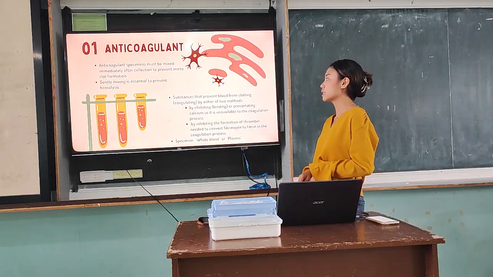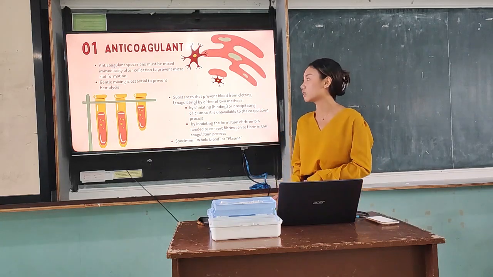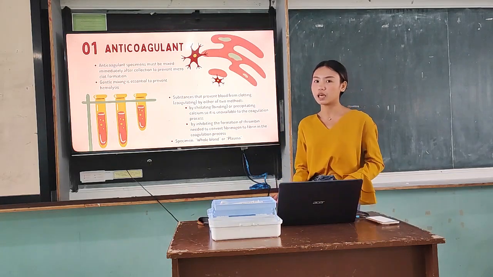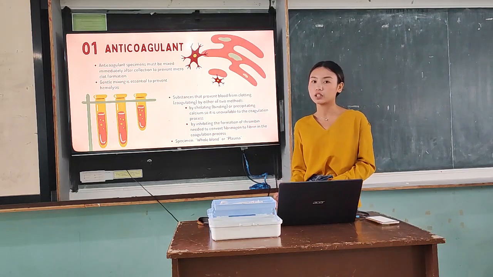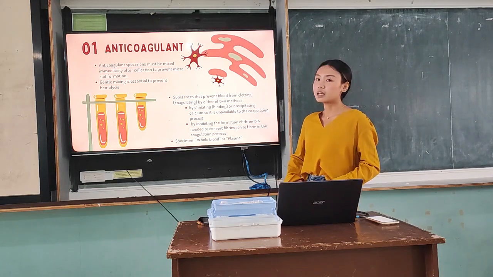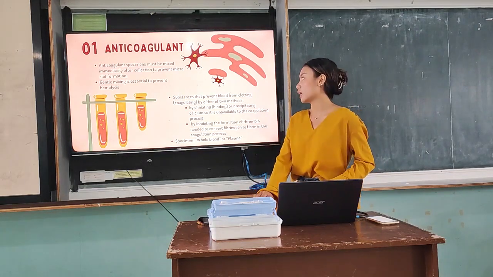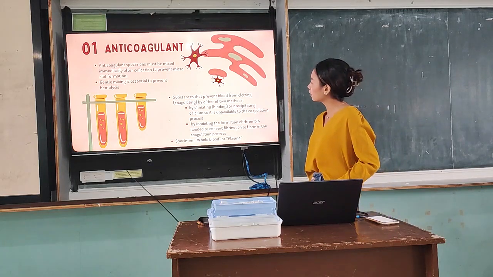Next, gentle mixing is essential to prevent hemolysis. Of course, na-invert mo nga siya, pero hindi naman gentle yung pag-invert mo. So, magkakaroon ng hemolysis. So, when we say hemolysis, nagkakaroon ng destruction dun sa red blood cells natin. So, of course, by inverting or mixing the specimen, you have to be gentle. So, substances that prevent blood clotting.